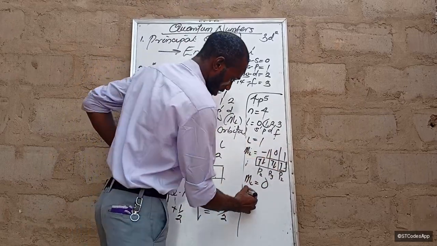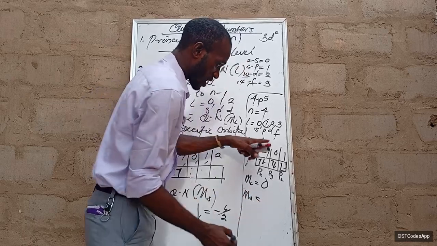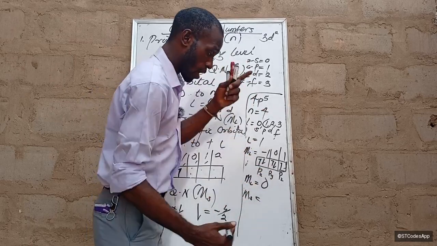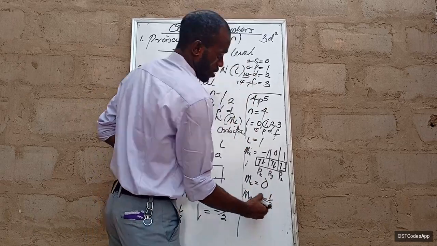Then m sub S. Now, what's the spin of that 5th electron? It's a downward spin, so it will be negative half.